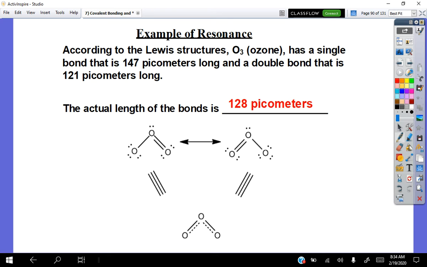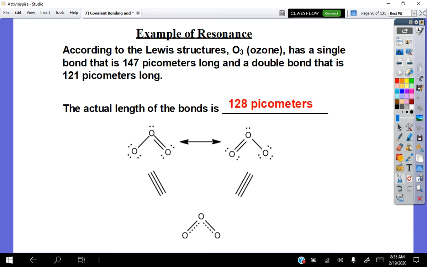So the real bond of this molecule is somewhere between the 121 picometers of a double bond and the 147 picometers of a single bond. So the real length is 128. What this tells us in this particular example is that the electrons that are part of that double bond are actually equally shared across the whole molecule, and we see this dashed line notation, which refers to that partial bond character.